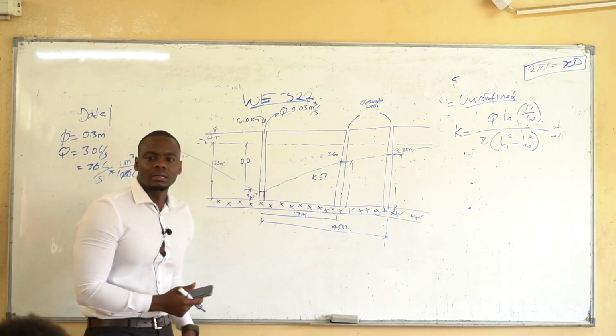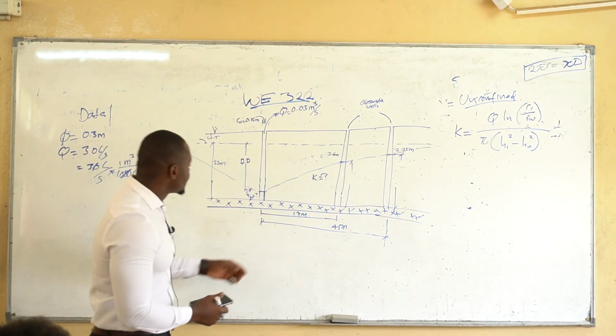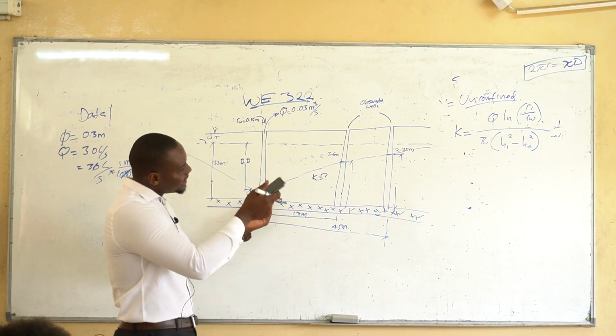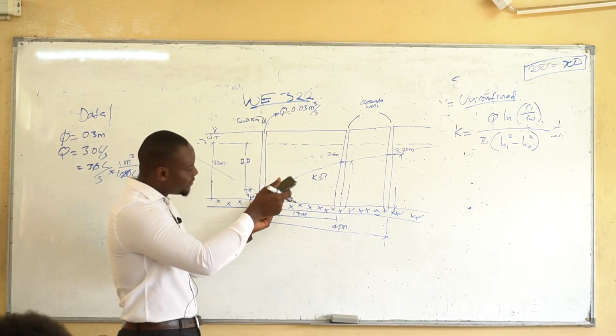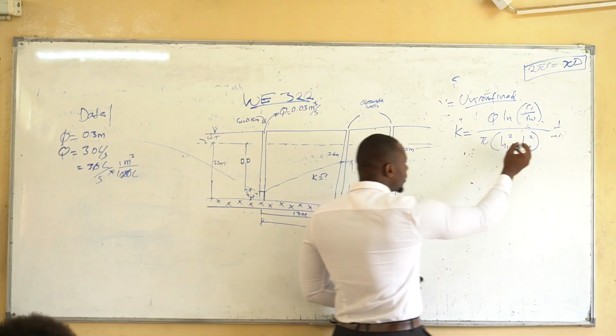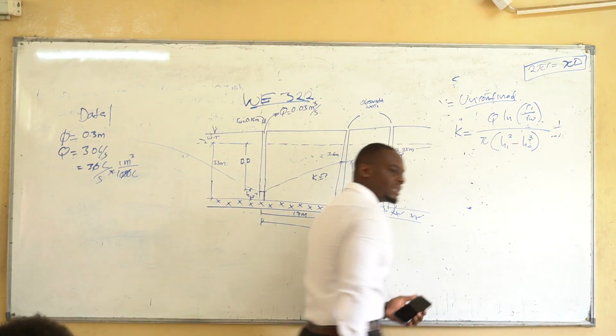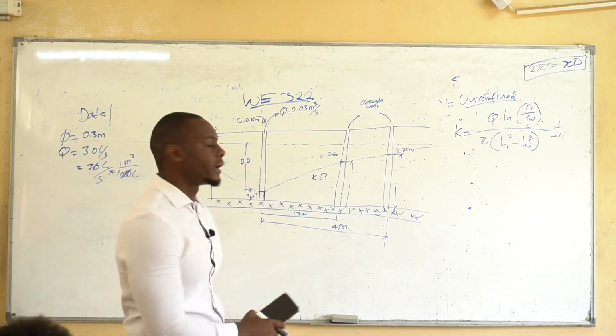A question mark. So if we're going to consider the radius of the well in that formula, it won't work, because this is unknown, this is unknown. But there's a different way you can go around this, okay?